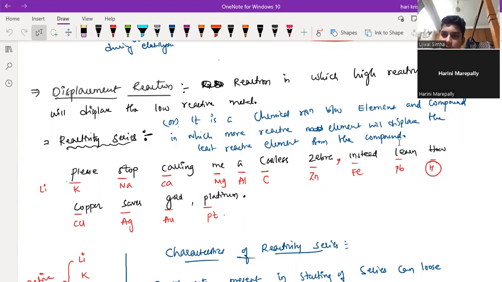So today's homework is that only. You have to remember the complete displacement reaction chart. When you remember this one, you will be able to solve the questions. Otherwise, you can't solve the questions on this.